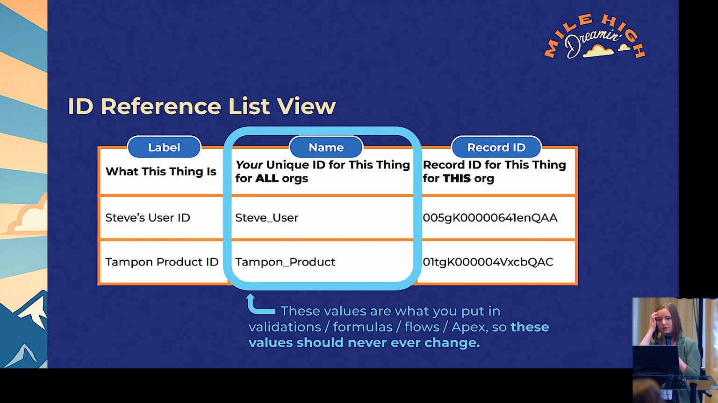All right, so just to emphasize how you're really going to use these in real life. The second column, you should never, ever change. These are the values, as you just saw, that you're going to put directly into those validation rules, formula fields, flows, and Apex. So you want that to be consistent and never mess with those values.